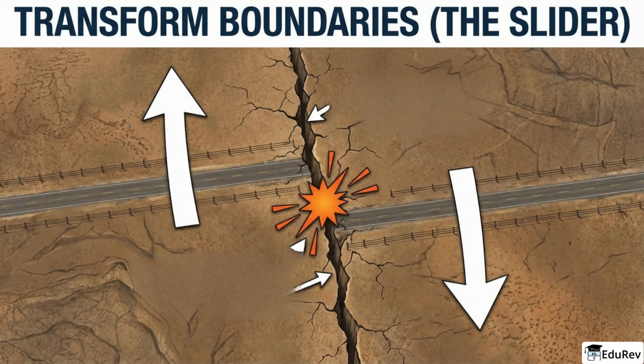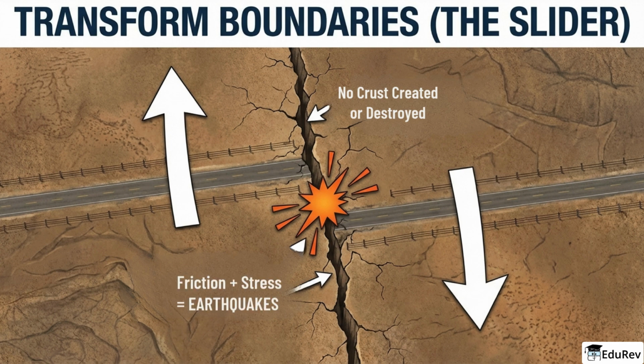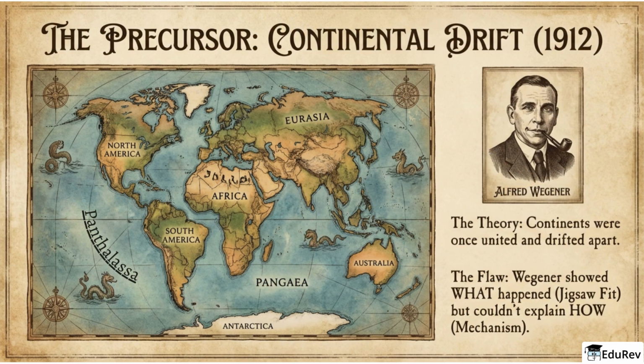Transform boundaries are different. Here, no crust is created or destroyed. Plates slide, stress builds due to friction, and when it releases, you get earthquakes. So if the question hints at frequent earthquakes but no major volcanism and no crust formation, transform boundary should immediately come to mind. Now link this back to how the theory developed.